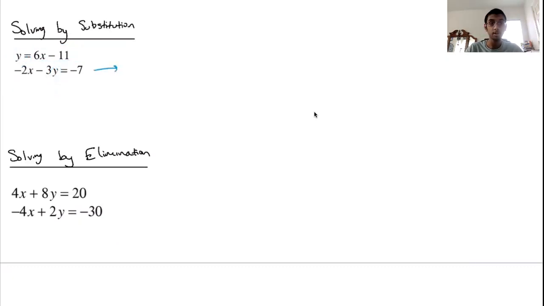We'll take our equation right here, negative 2x minus 3y. Watch how we do this. We're multiplying negative 3 times y. So instead of putting a y here, we're going to put parentheses and put in this stuff, because 6x minus 11 is equal to y. So instead of putting what y would normally be, I'm going to put that 6x minus 11. So negative 2x minus 3 times (6x minus 11), and this is all equal to negative 7. Not too bad at all.